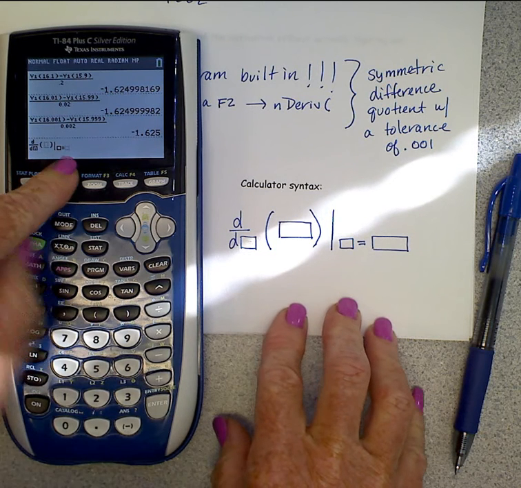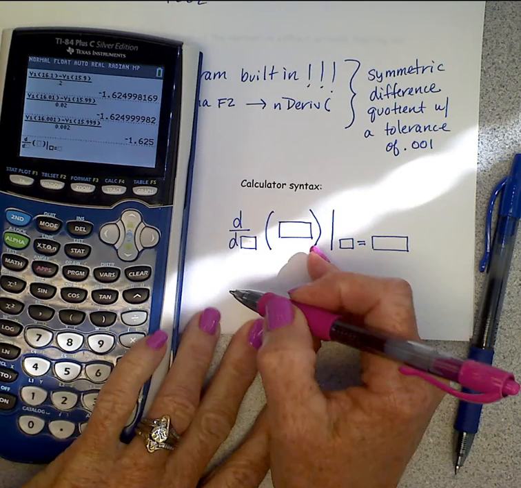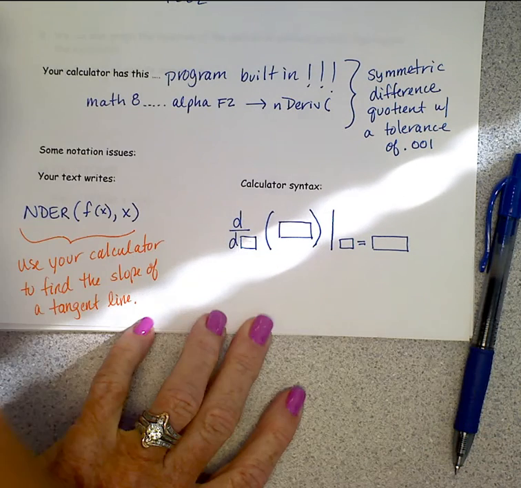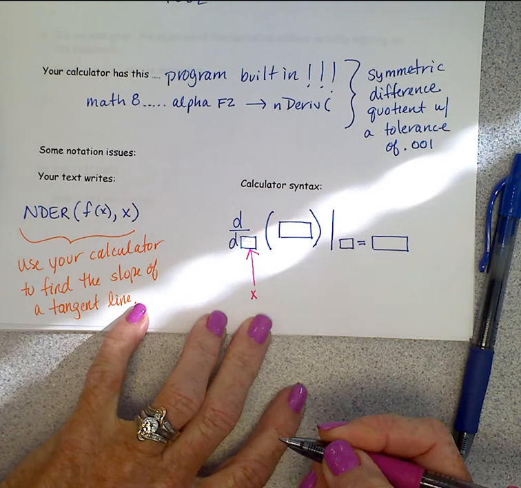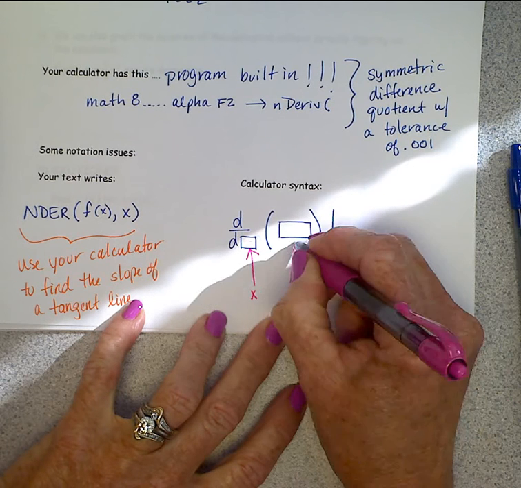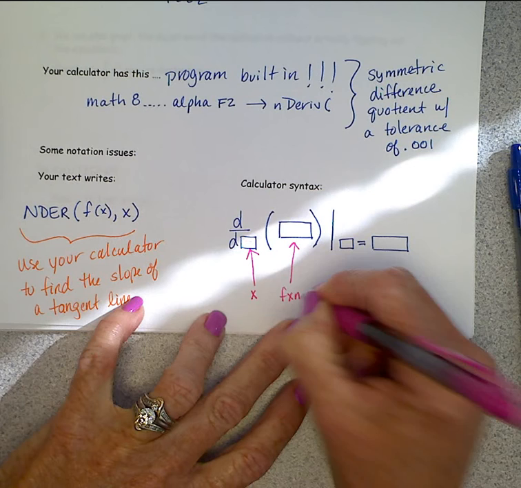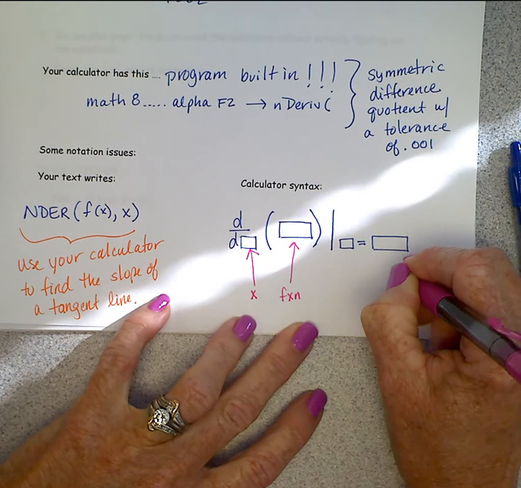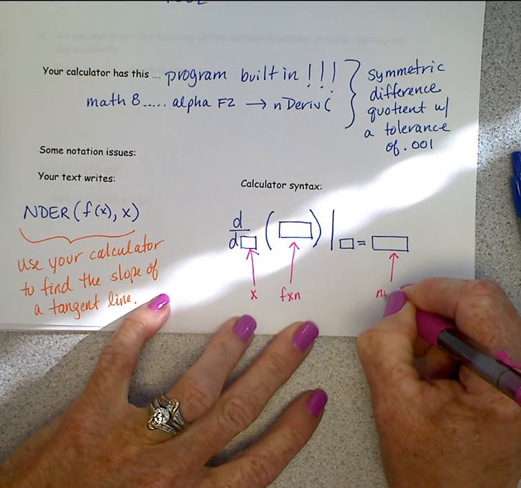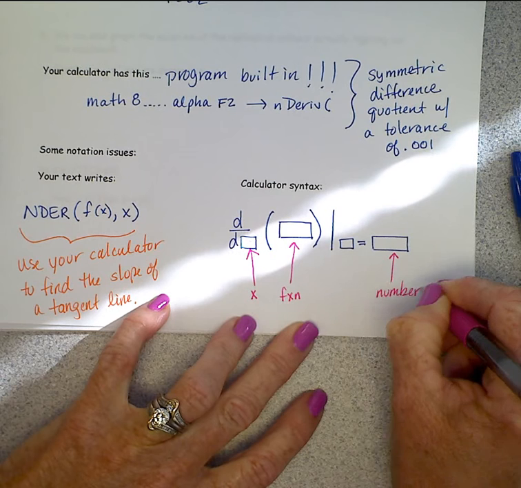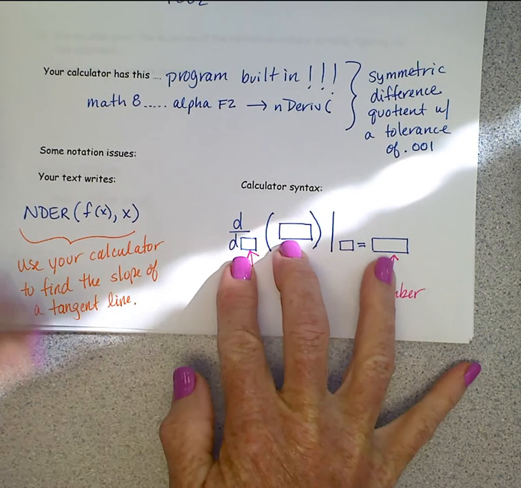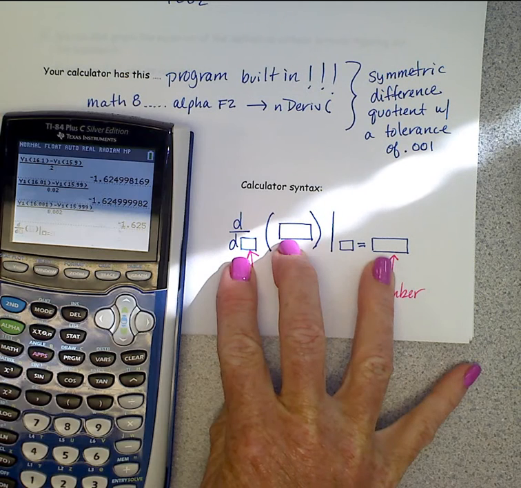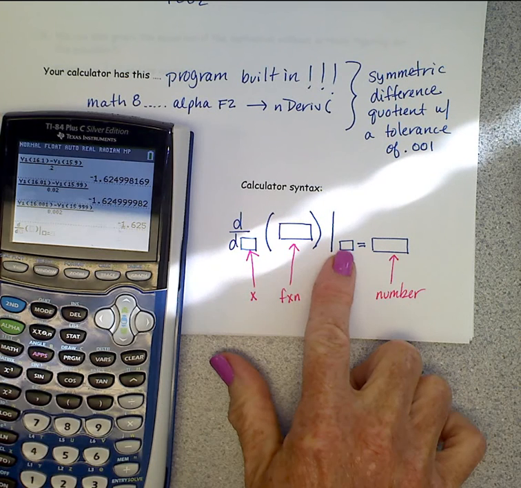Okay? And what you're going to fill in here is that you are going to type an x there. You're going to put the function here, and you're going to put a number here. These three boxes are all dotted on your calculator. This one's solid. Here's why.